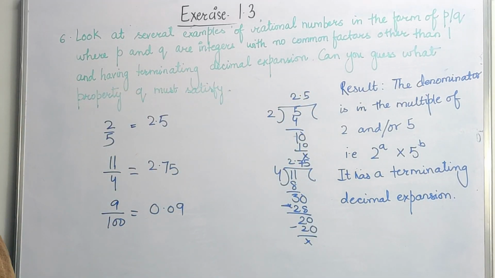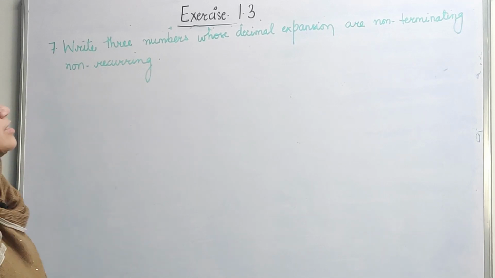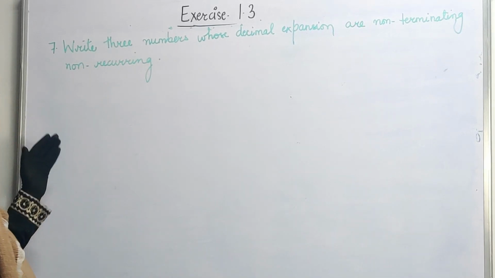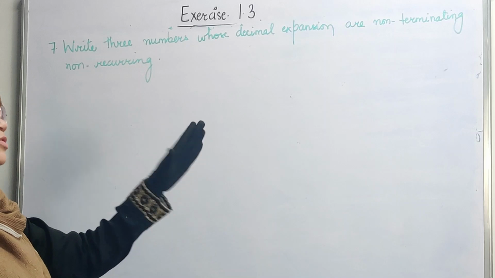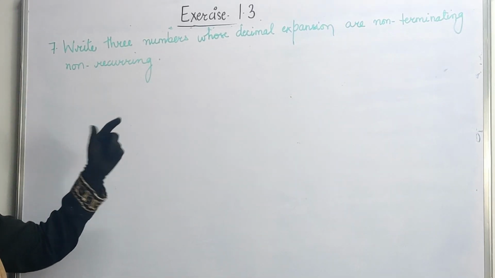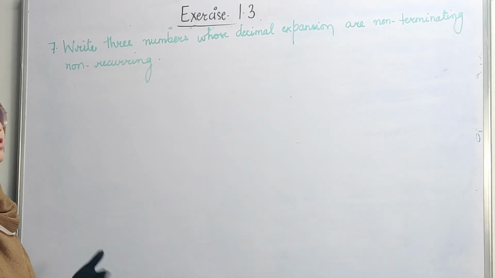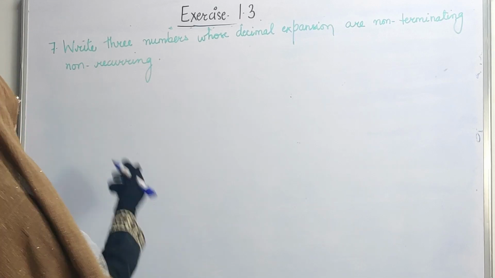So this is your question number 6. Move on to question number 7. Question number 7 is, write 3 numbers whose decimal expansion are non-terminating, non-recurring. What are non-terminating? Which do not terminate. Fine. What are non-recurring? Non-recurring can also be said as non-repeating. जो repeat ना हो रहे हो.